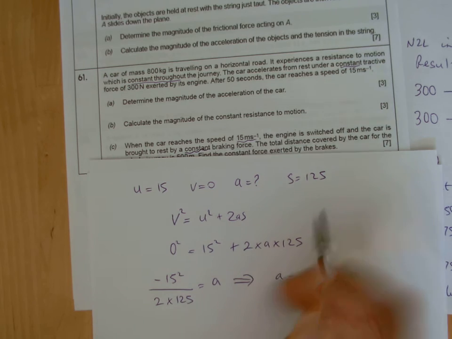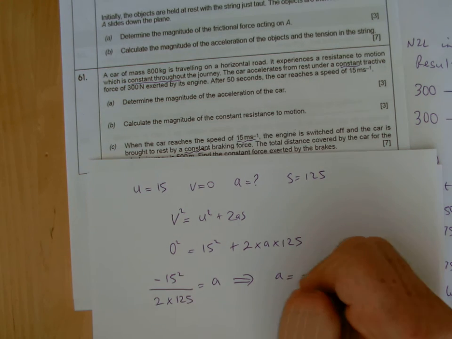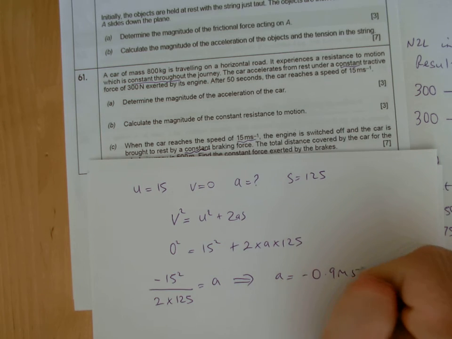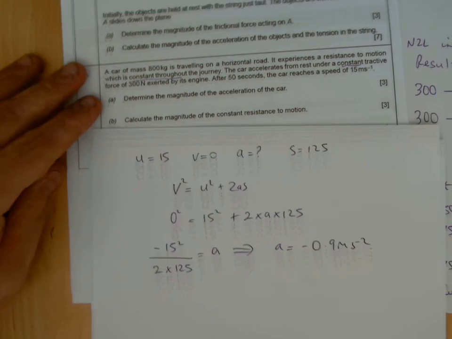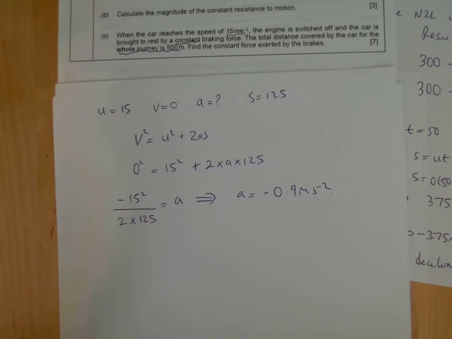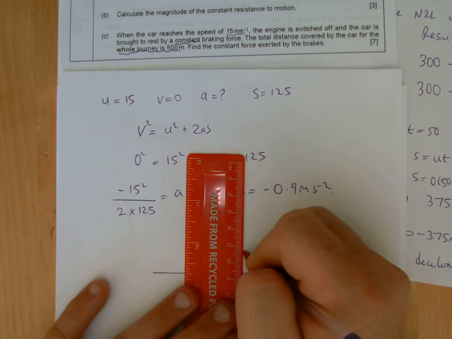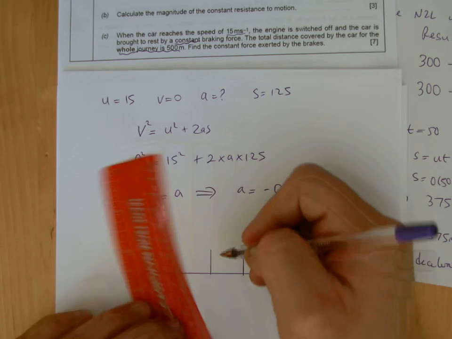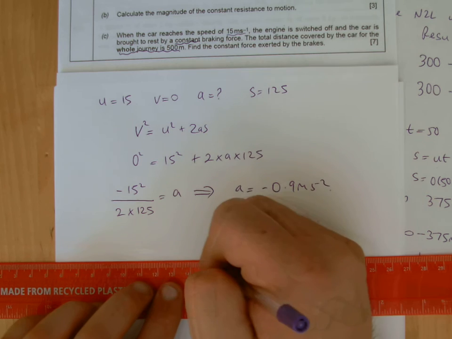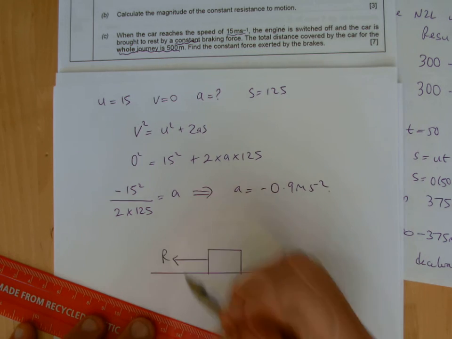So that implies that a will equal 0.9, or minus 0.9 meters per second squared. Okay, that's the deceleration. So we've got the deceleration. Now, of course, then we want to work out what this constant braking force is. Another diagram will help. Okay, appreciate now there's no forward force. There's no 300 newtons pushing it forward. We've just got the braking force, which we could call maybe B.